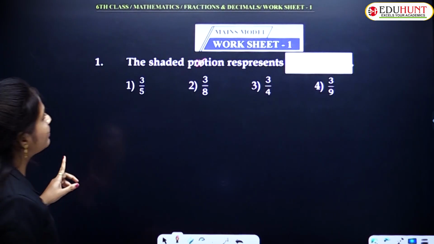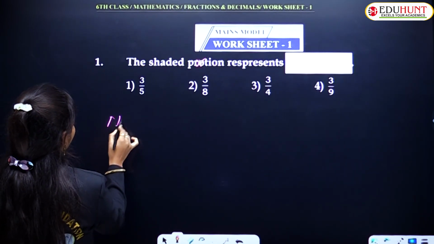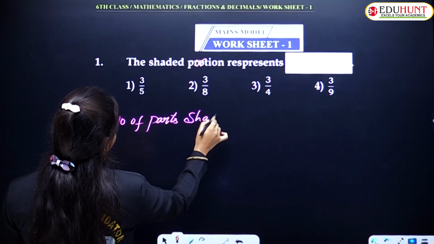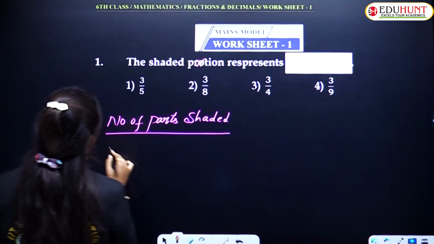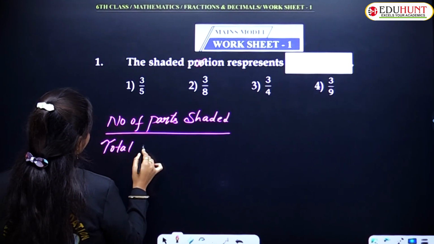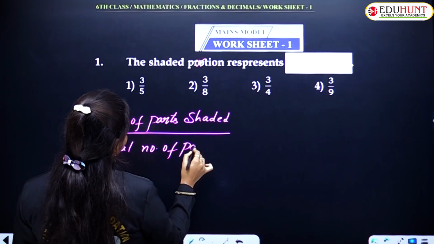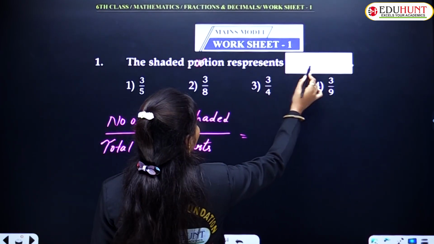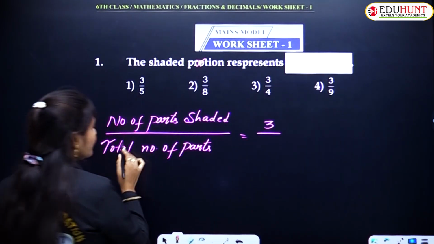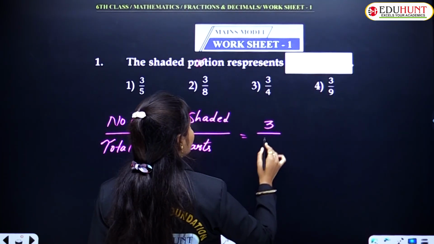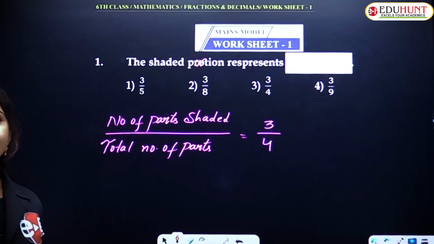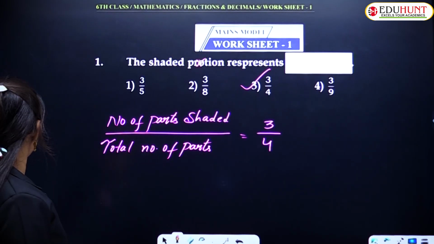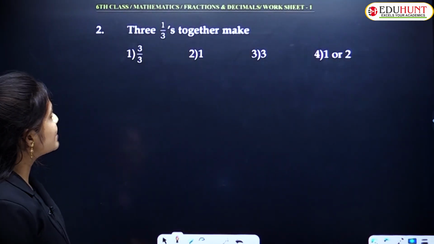Then how do we represent that in fraction form? Number of parts shaded by total number of parts. How many parts are shaded here? 1, 2, 3. 3 parts are shaded. And total number of parts? 4 parts are there. Then what is the fraction form here? That is 3 by 4. Understand? Yes.